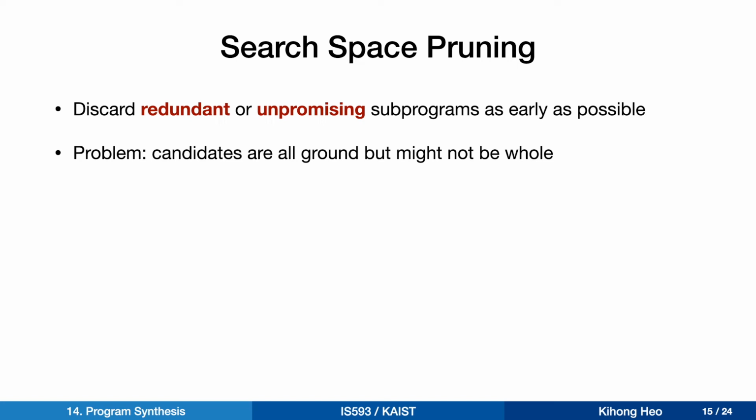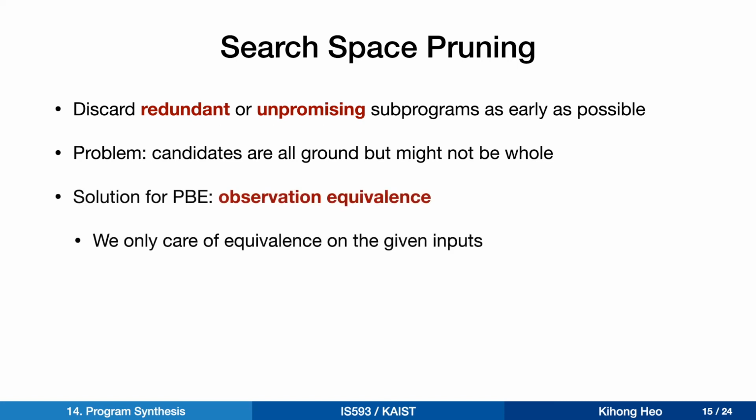Then how can we prune the search space? Notice that in the programming by example setting, the inductive synthesis setting, our goal is to satisfy only the given input-output examples, not any arbitrary cases. So we can use this property. We only care about equivalence on the given inputs. This kind of equivalence is called observational equivalence modulo these inputs.